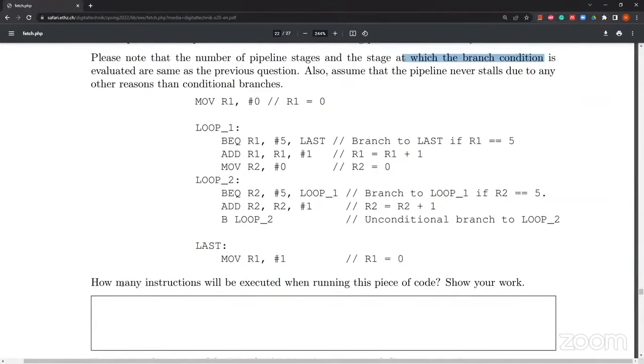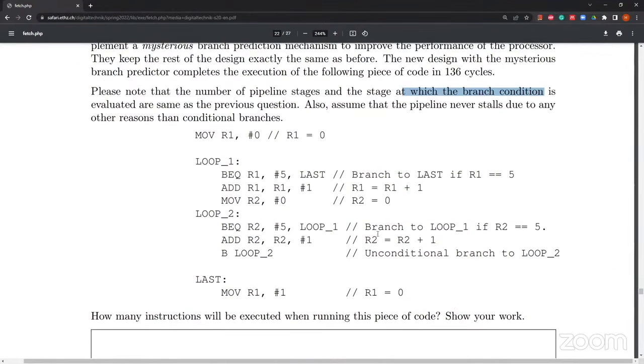Okay, the first question is, how many instructions will be executed when running this piece of code, and show your work? So let's first try to understand what's happening here. We have a register R1, which is initially 0. So this first instruction just writes 0 to R1. And then there's a branch that will jump to last when R1 is equal to 5. Initially R1 is not equal to 5, it is 0. So we move on to the add instruction. The add instruction adds 1 to R1, and then we move to the next instruction.